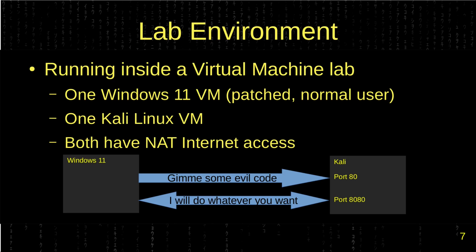I am using a virtual machine lab. In this lab environment, I have a Windows 11 virtual machine that is fully patched and running as a normal user, that is, not elevated to an administrator. The other virtual machine is running Kali Linux. They both have internet access. This demonstration at the end will show running a few commands on Windows 11 to transfer the initial payload from our attacking host over port 80 or HTTP. This will execute without showing any warnings, errors, or alerts of any kind, and open a channel back to the Kali Linux host, allowing someone on that host to control the Windows 11 host.